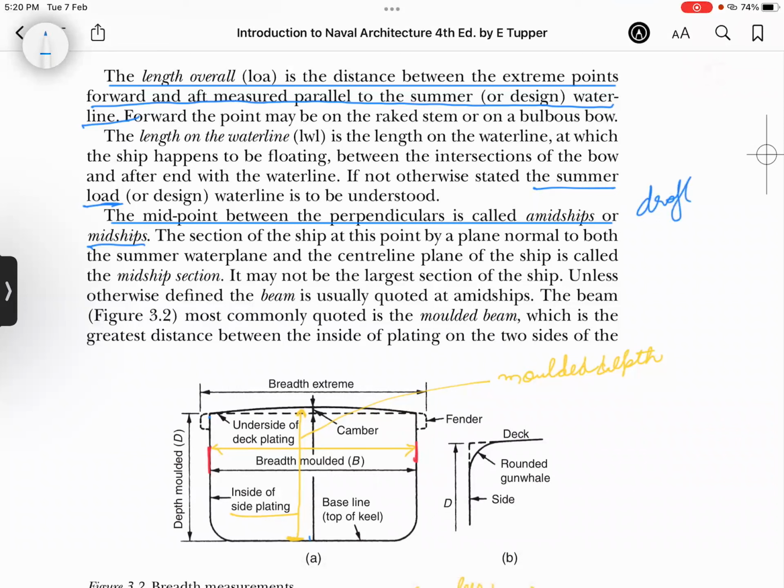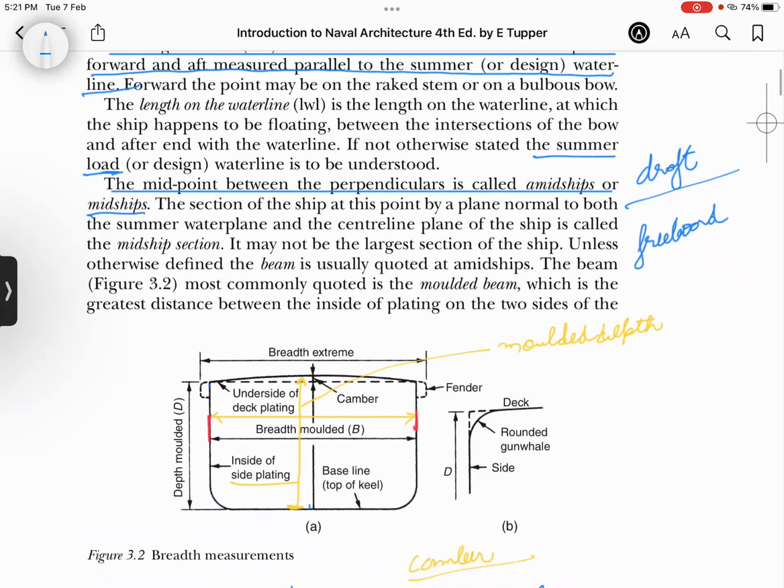What is draft? Basically it is the vertical distance from the water line to the keel, to the attaining water line, right? And what is in air, that is outside, that is freeboard. The distance from the water line to the side of the main deck. The main deck is a continuous weather deck, that is what we call the main deck, right?